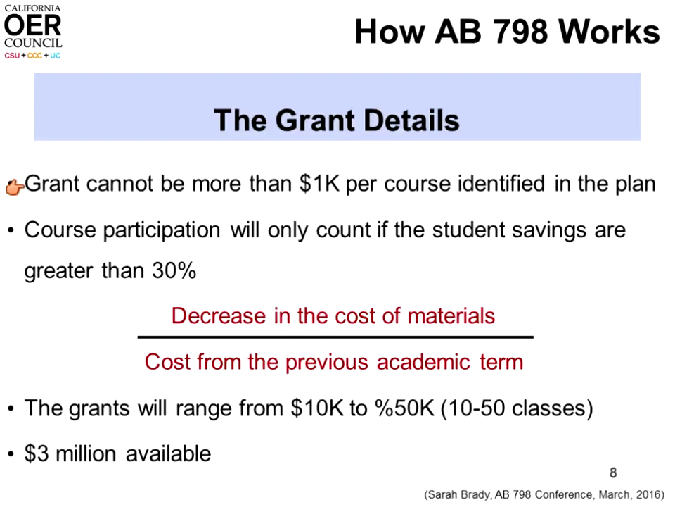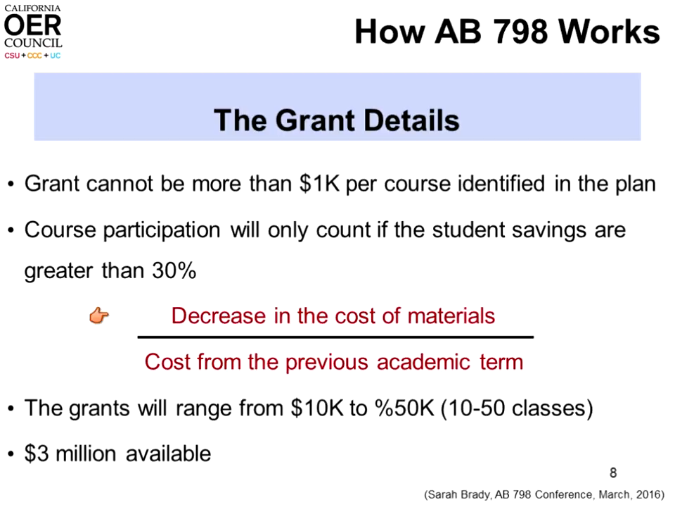More information is that each course, if you're selecting 10 courses or 50 courses, whatever they are, cannot receive more than $1,000 per course, and that's per the Assembly bill, sorry, and that the student savings would be greater than 30%.